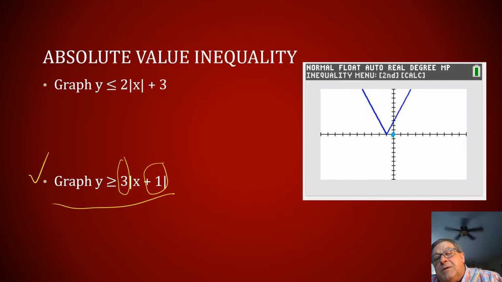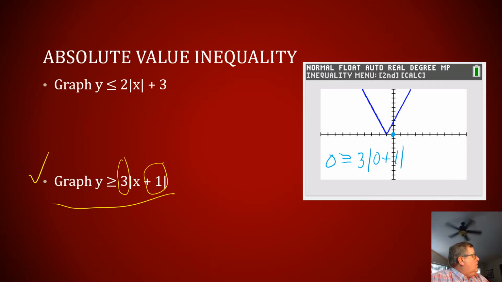So I'm going to substitute 0 for y: y greater than or equal to 3 times the absolute value of 0 plus 1. Well, of course, 0 plus 1 is 1, and the absolute value of positive 1 is 1. And so that's going to be 3, and I got 0 is greater than or equal to 3.